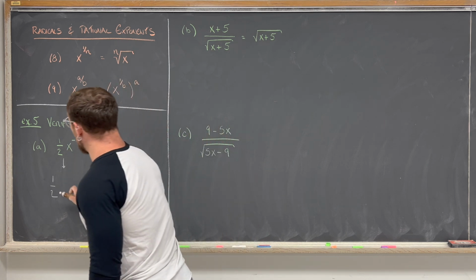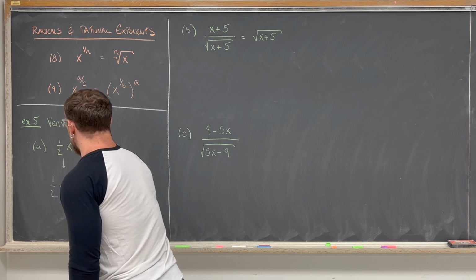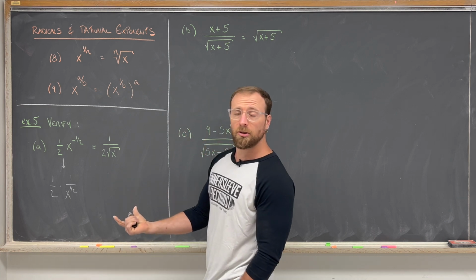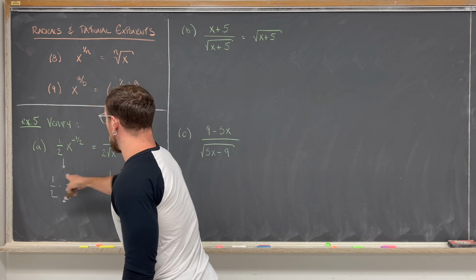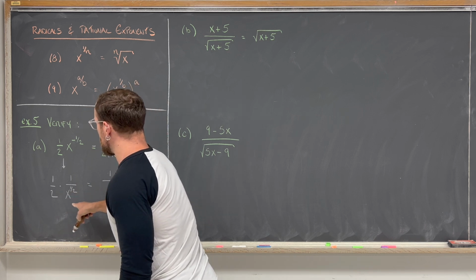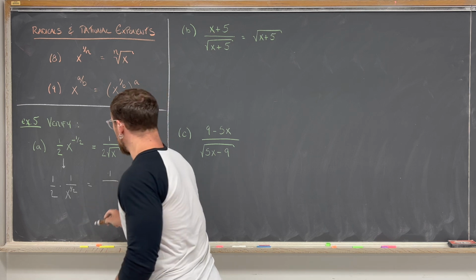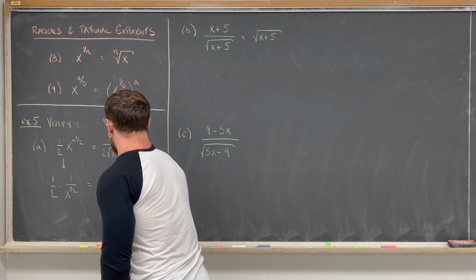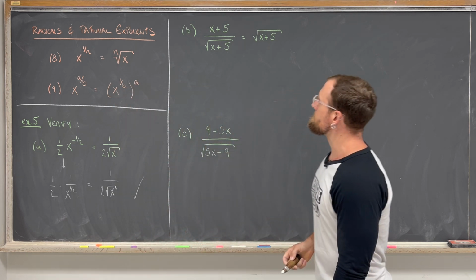I've got 1/2 times x to the negative 1/2 is a 1 over x to the positive 1/2, correct? And the way that fractions multiply, we multiply the tops together, so 1 times 1 gives me 1. And I multiply the bottoms together, that's a 2 times the square root of x. That's what x to the 1/2 power is, right? So that's a 2 square root of x. And so I see, yes, those expressions are the same.